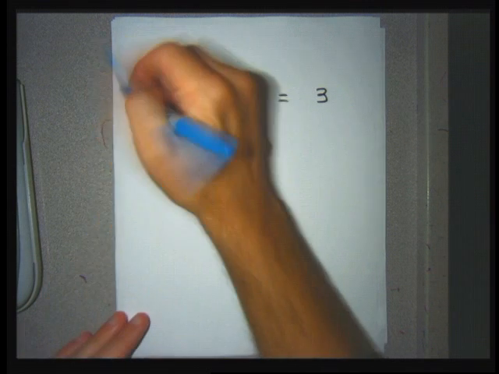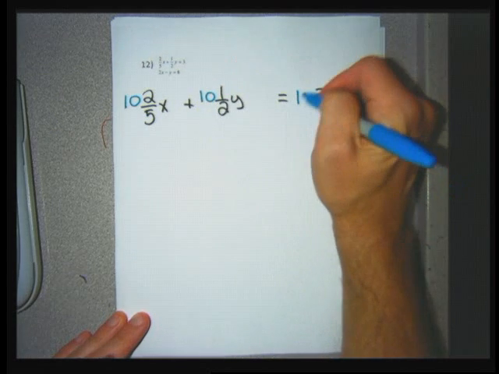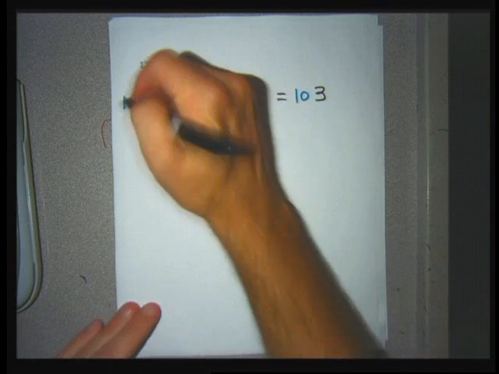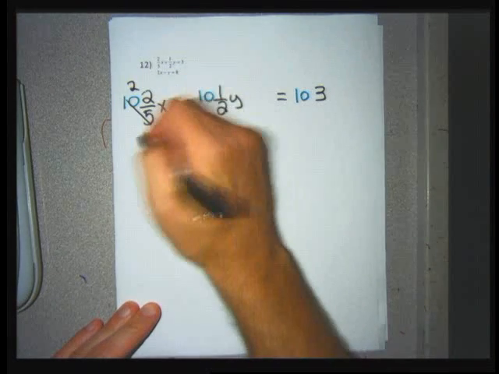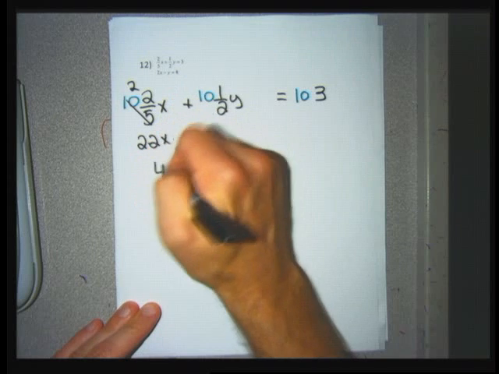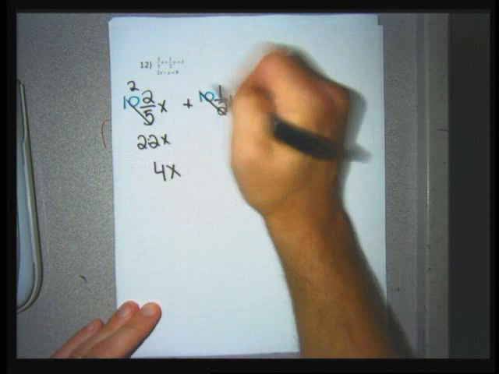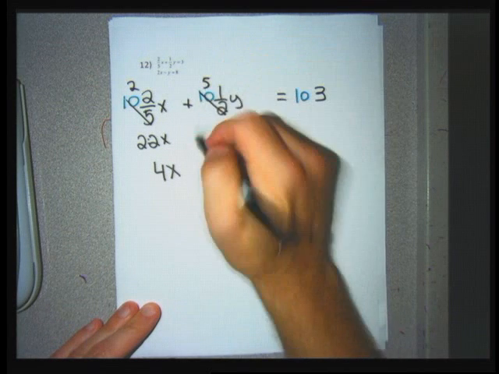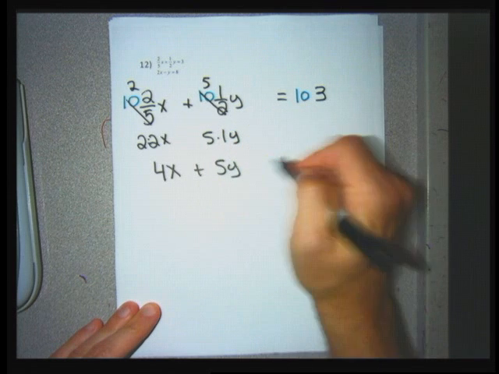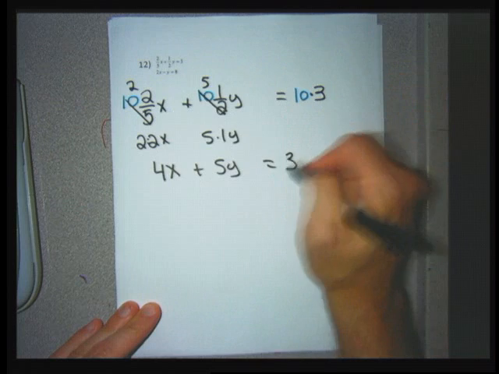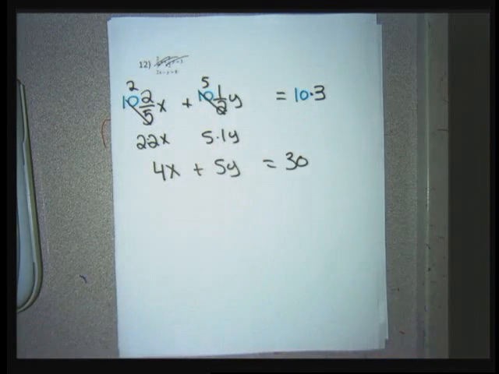What I'm going to do to the top equation is multiply every piece in the top equation by 10. And when I do that, the first 10 cancels with the 5 and becomes a 2. I'm left with 2 times 2x, which I'm going to write as 4x. The 10 in front of the 5, or the 2, cancels the 2, leaves me with 5 times 1y. I'm going to write that as plus 5y. And the 10 times 3, I'm going to write as 30.